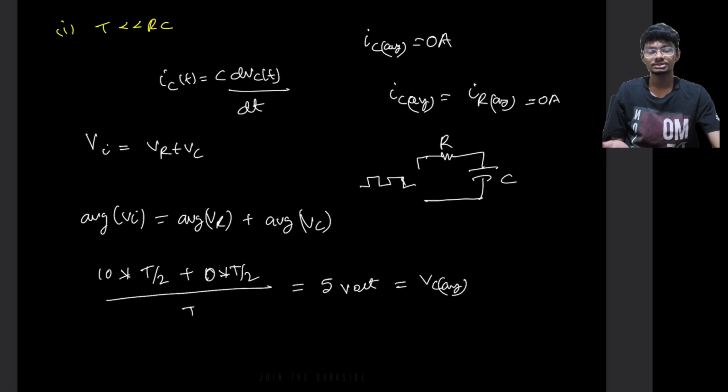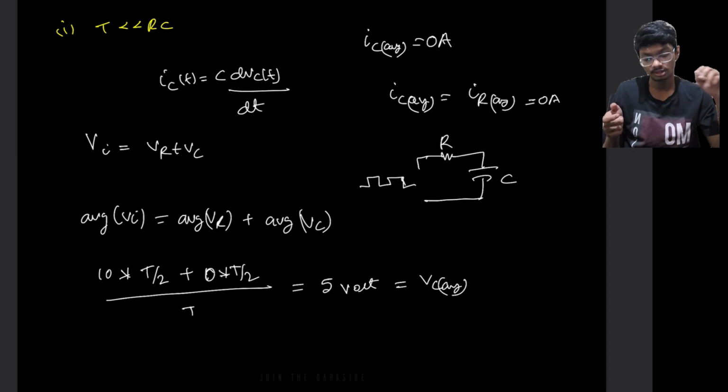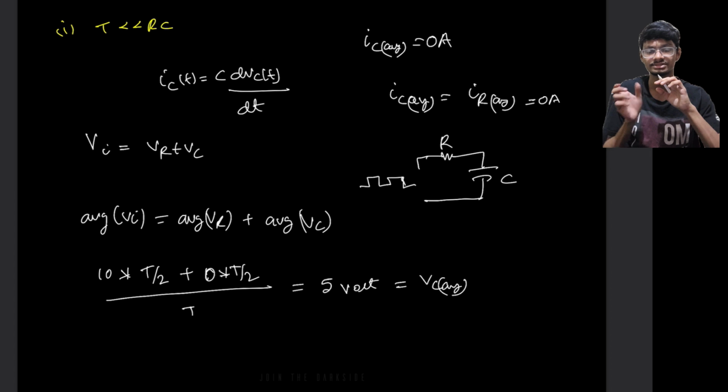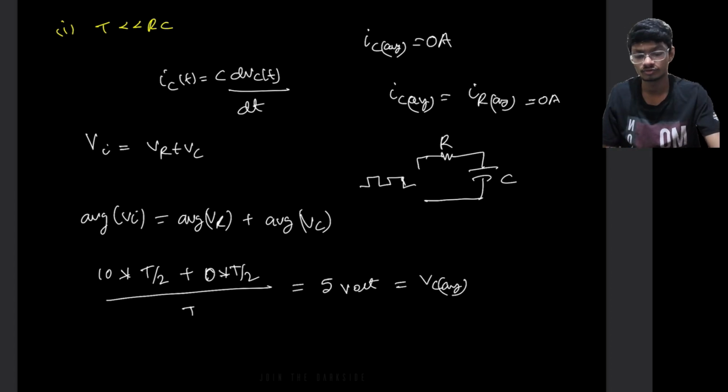What will happen is, as there will be some charging and discharging current, it will not completely settle. There will be some ripple around the average DC value of 5 volts. It will just charge and discharge around that steady state value of 5 volts, but it will never reach 5 volts, it will just charge and discharge again and again. Let me plot the voltage waveform.